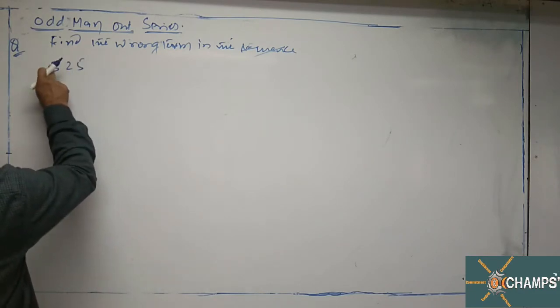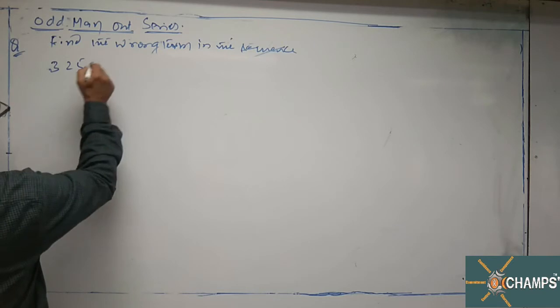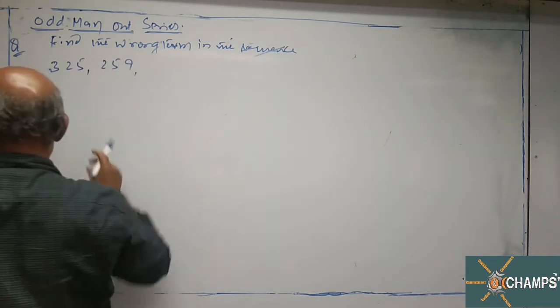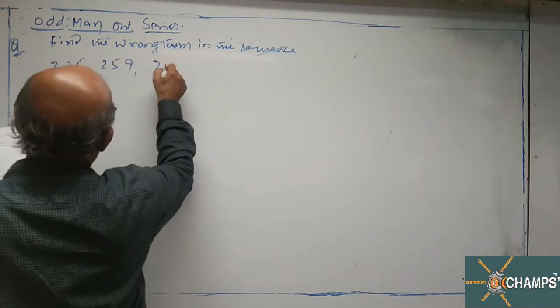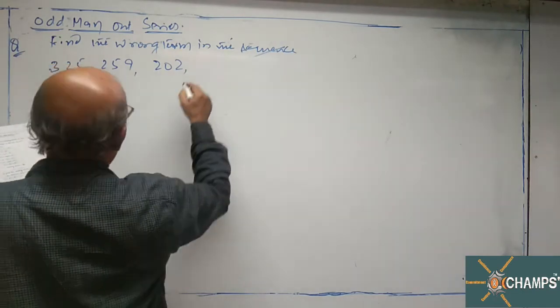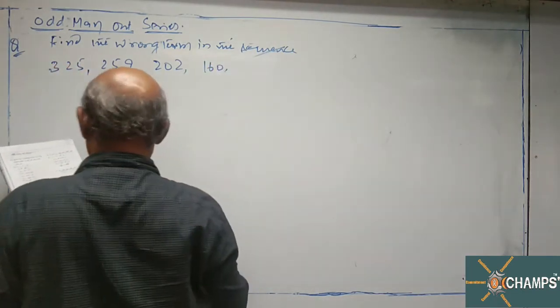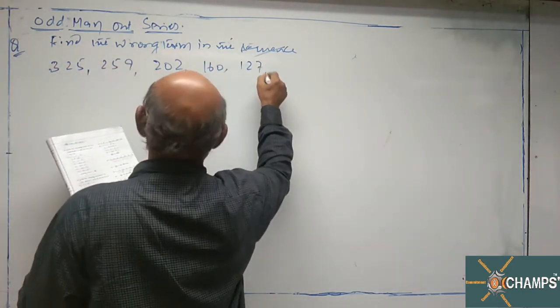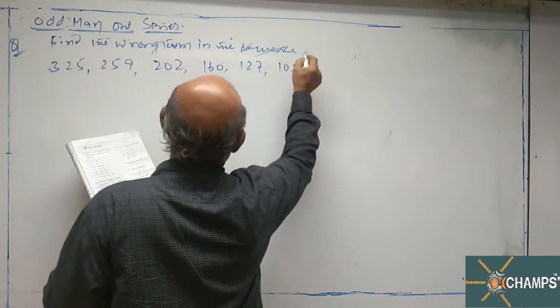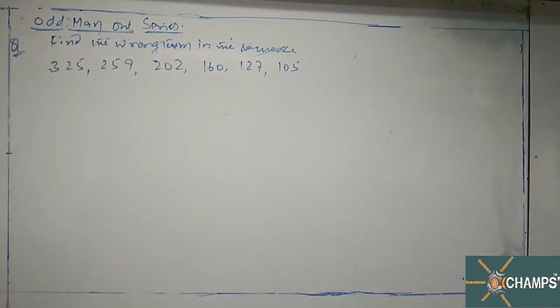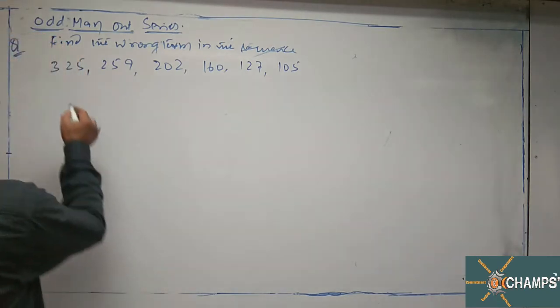325, 259, 202, 160, 127, 105. Look at the difference of this, sir. 325, 259, 202.